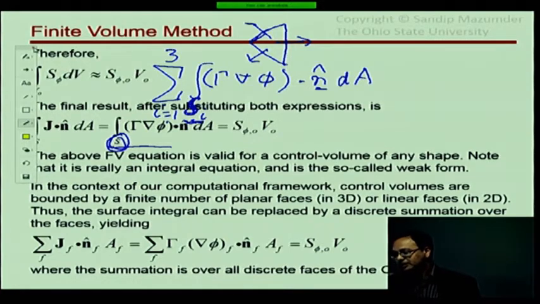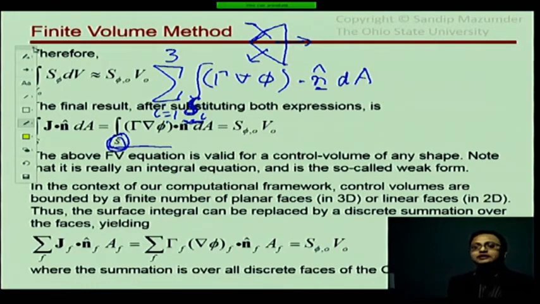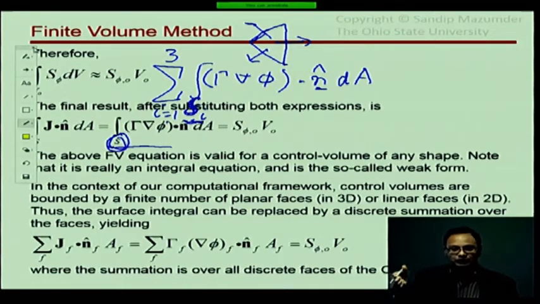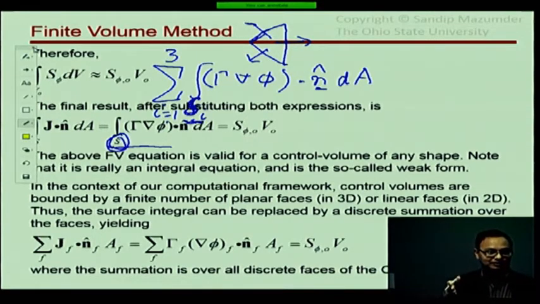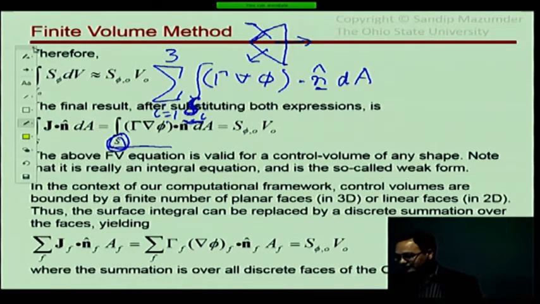If these edges were curved edges, the surface normal wouldn't be constant. It would be changing. But here they are straight edges or planar faces, so therefore they have a unique surface normal. That surface normal is not changing. So therefore this guy is a constant. That's one thing to understand.